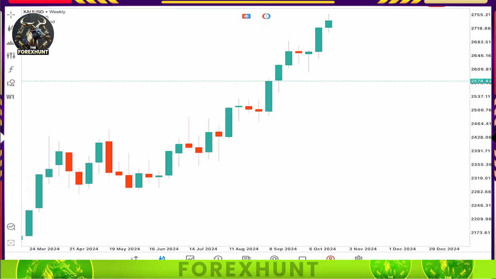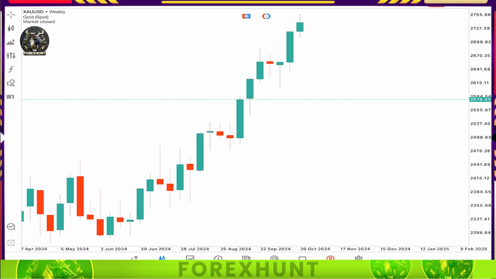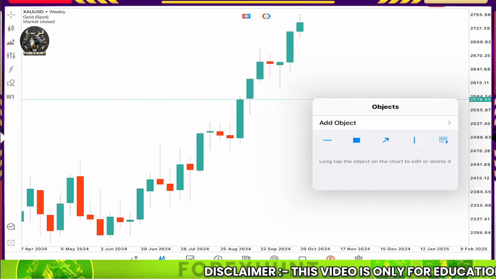Okay, so let's move to the charts and understand the market structure from the weekly time frame and understand how the market will play out from the technical perspective. So hi everyone, this weekly analysis is going to be very perfect and very helpful for you for the coming week. So first of all, we'll understand the direction of the market.